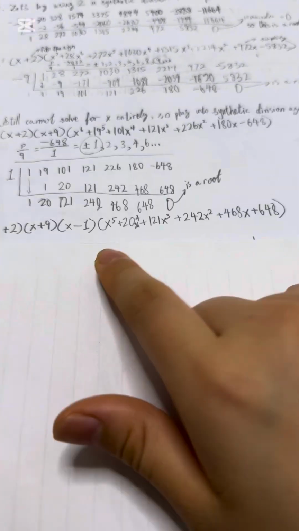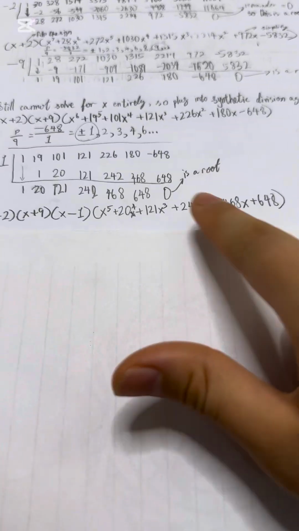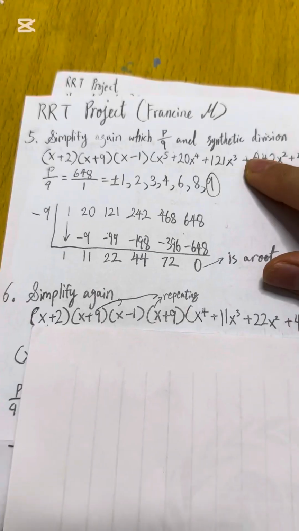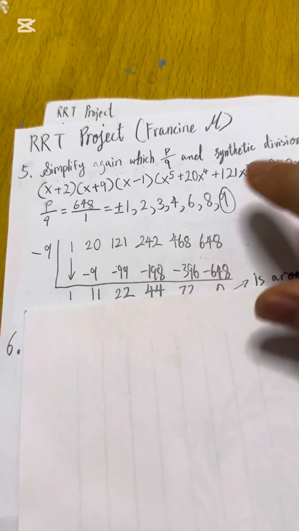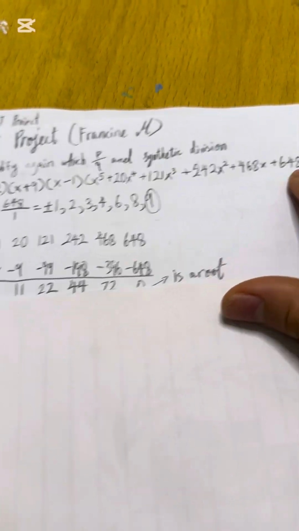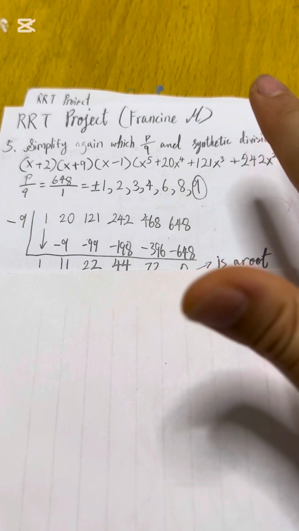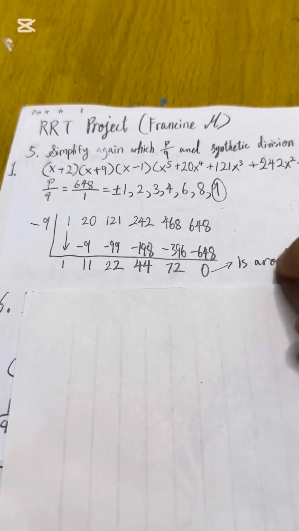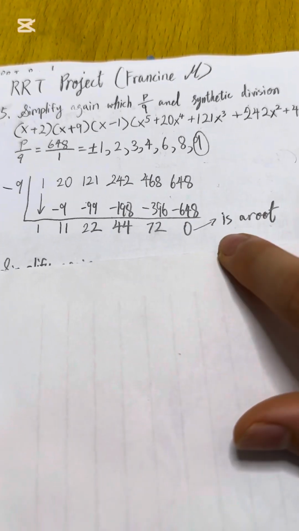So we still can't solve for the x yet because a degree of 5 is still a really big degree. So we just keep on simplifying. So p over q again, p is 648, q is 1, and these are some of the factors. It's not all of them, but just some of them. This time I tried -9 again, and I know that it is a root because, again, the remainder is 0.